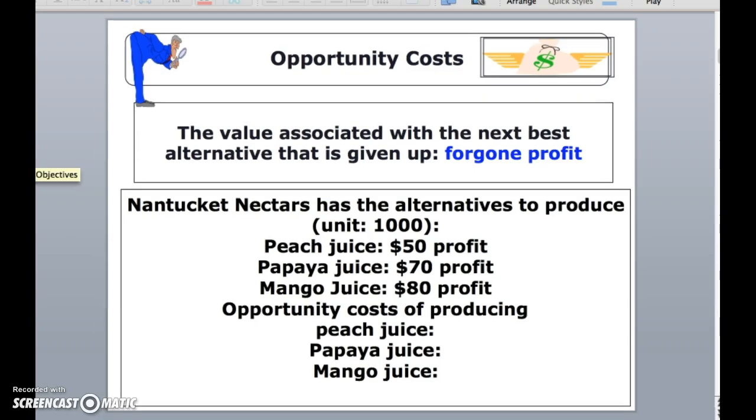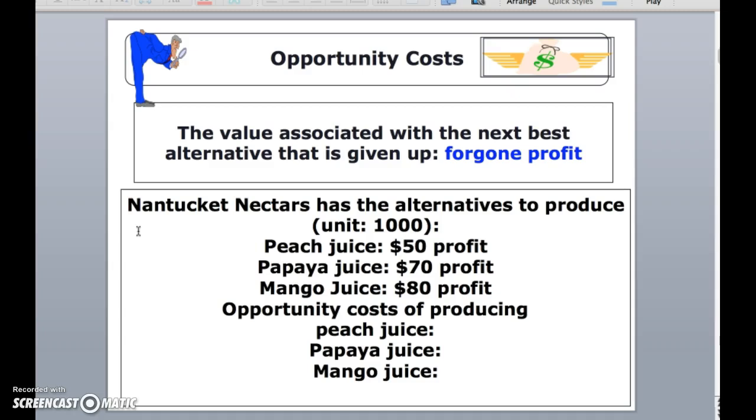I'd like to help you quickly go over a previously learned concept of opportunity cost. It's a value associated with the next best alternative that is given up. Simply, it is foregone profit. Here I have an example to quickly help you understand how to calculate opportunity cost.